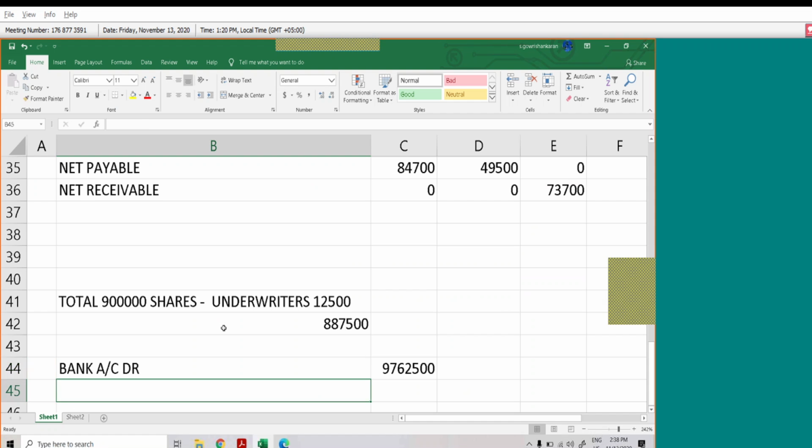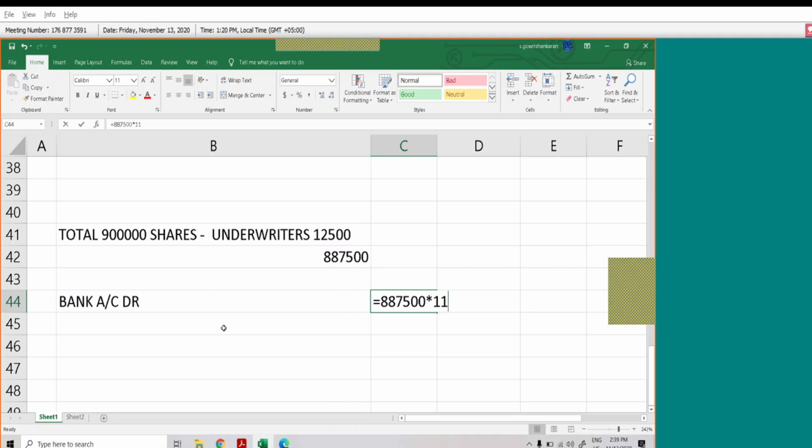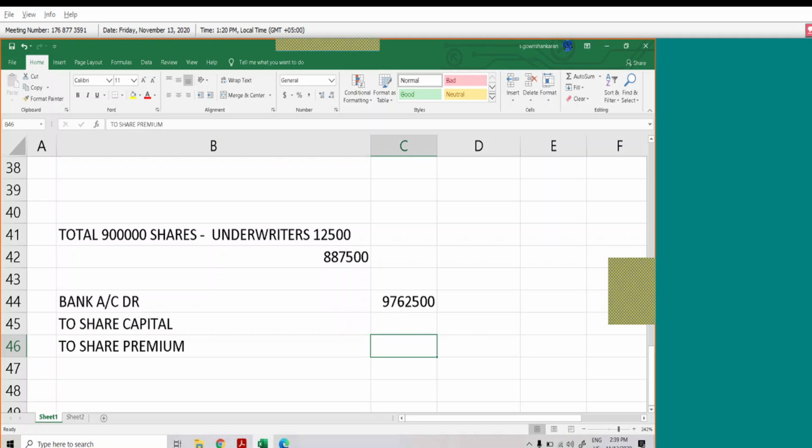I am passing one single entry, not a double entry. So bank account debit to share capital and share premium. 8,87,500 into 10, and 8,87,500 into 1, that is 10 plus 1. If you add the two, you will get 9,76,000, 2,000 minus.